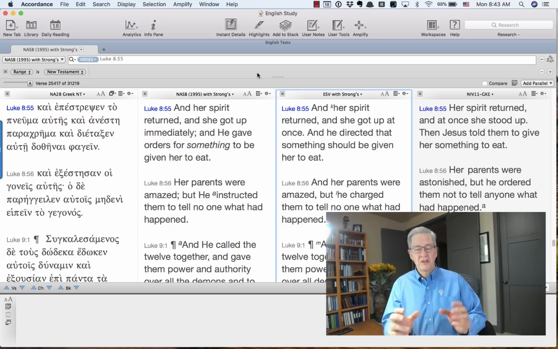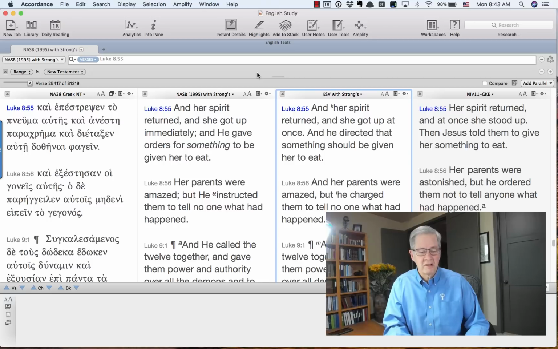So if you're sitting there looking at an English translation that markets itself as being a literal translation, the problem is that you don't know on any verse to any other verse when they are reflecting Greek structure and when they're not. And that's a really important difference.